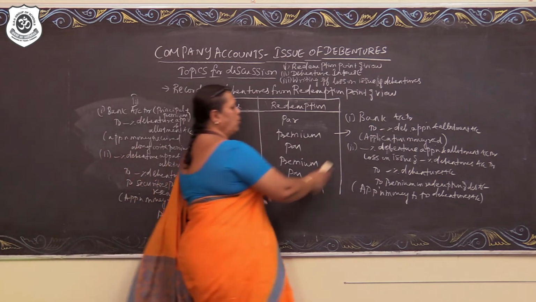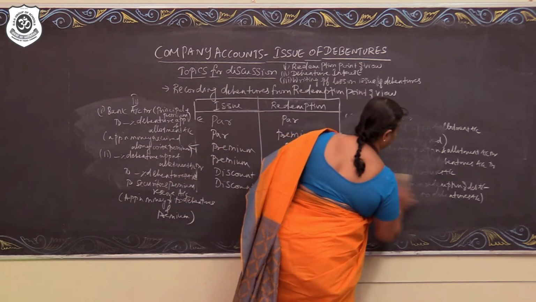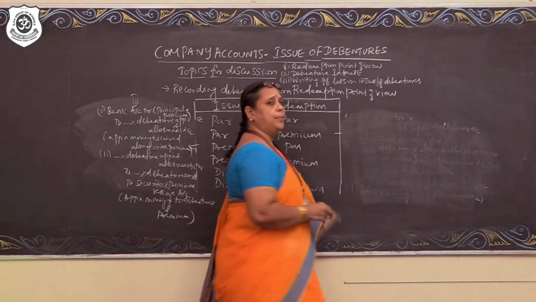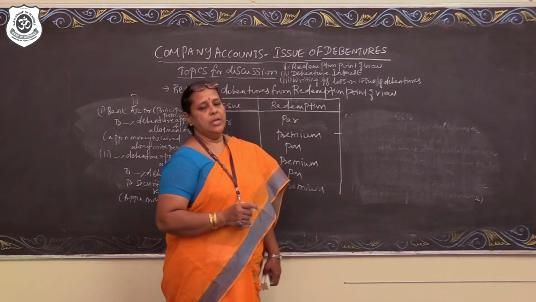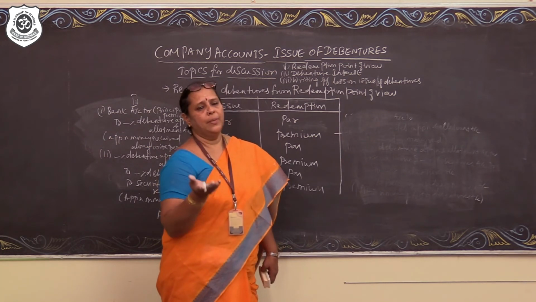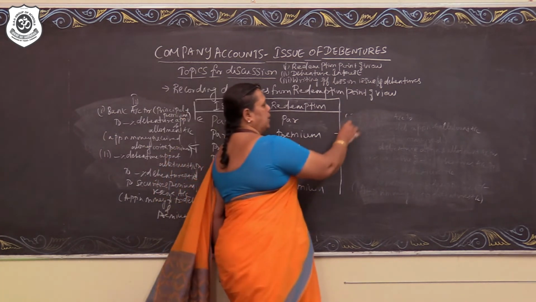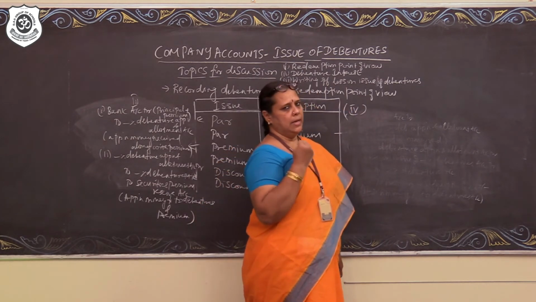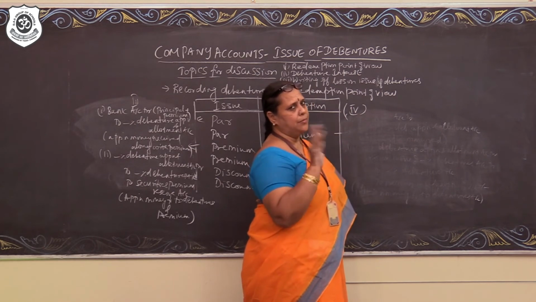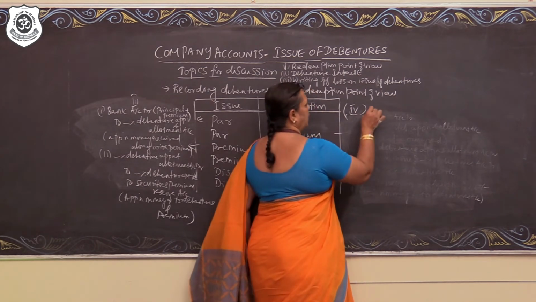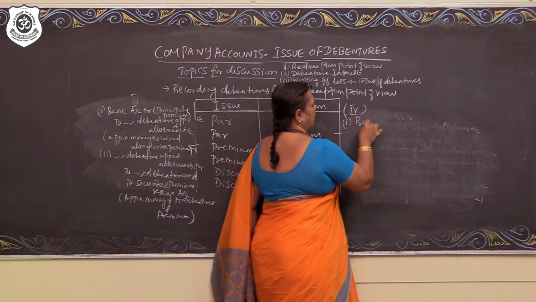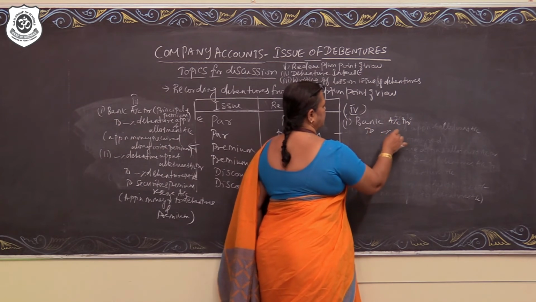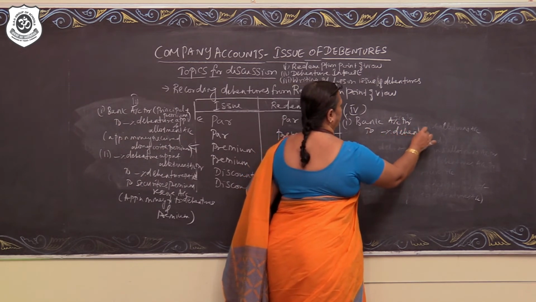Now going to case 4. Case 4, issued at premium, redeemable at premium. So the company receives more and the company will return more. So case 4, we have 2 debits and 3 credits in the second entry. First entry remains to be the same for all cases. So entry number 1 will be bank account debit to -% debenture application and allotment account.